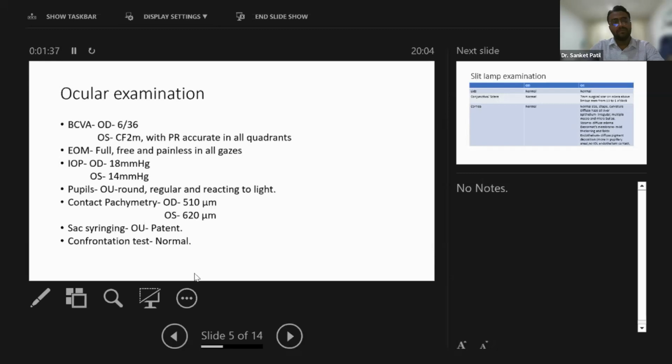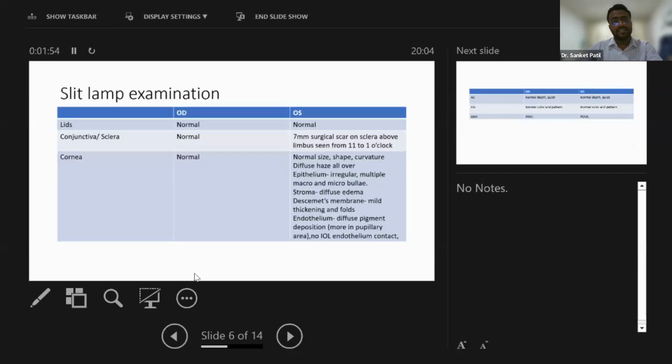On contact pachymetry, the right eye's corneal thickness was 510 micrometers, and in the left eye it was 620 micrometers. On sac syringing, on both sides the sac was patent, and the confrontation test was normal. On slit lamp examination, the right eye showed immature senile cataract, and in the left eye, there was a 7 millimeter surgical scar on the sclera above the limbus, seen from 11 to 1 o'clock.